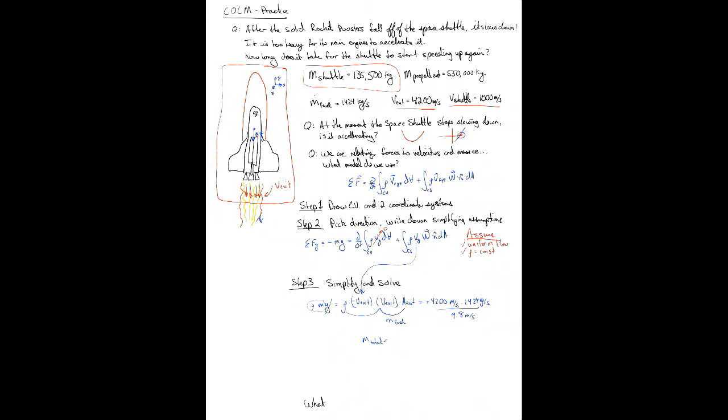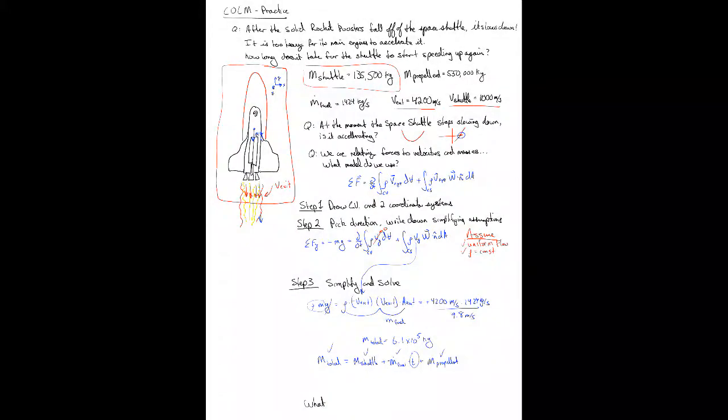So our m total, we can also write, is equal to m shuttle, that doesn't change, plus m propellant minus m dot fuel times T. Great, so if we know m total, we know m shuttle, we know the m propellant that it starts with, and we know m dot fuel, we can solve for T. And what we end up getting is that if we plug everything in, T is equal to 52 seconds.